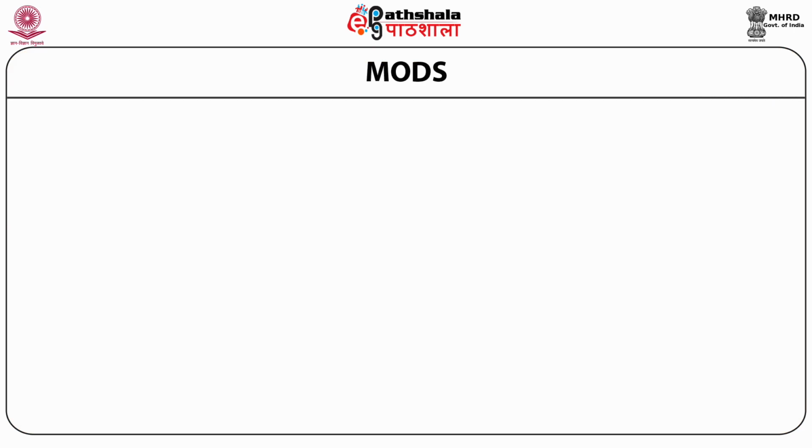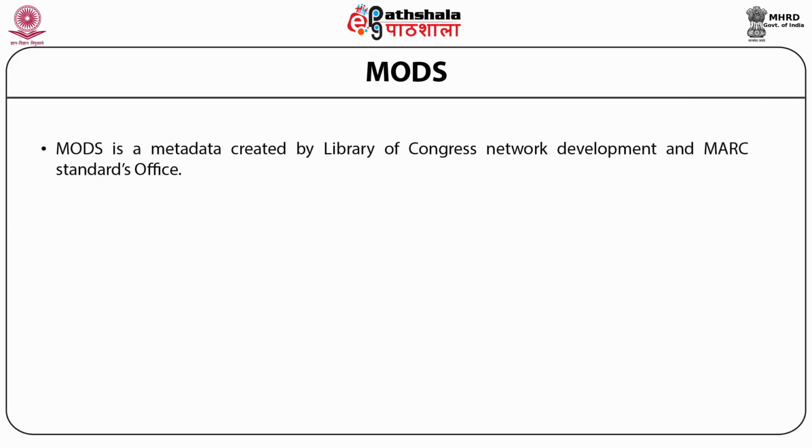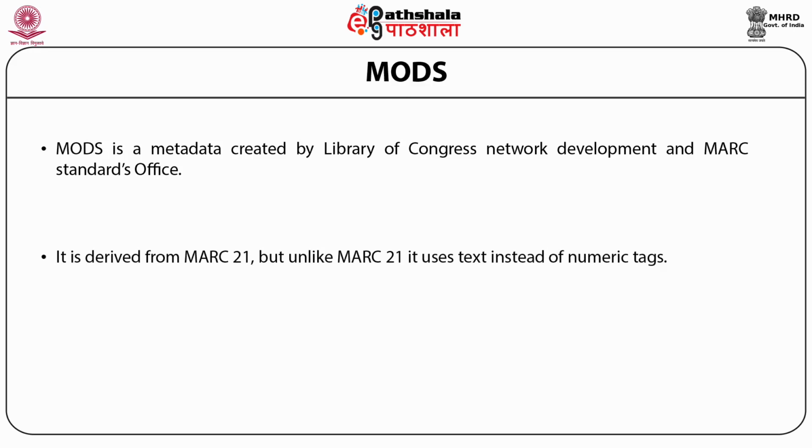MODS, M-O-D-S. MODS is a metadata schema created by Library of Congress Network Development and MARC Standards Office. It is derived from MARC 21, but unlike MARC 21, it uses text instead of numeric tags. It offers more granularity in its data structure. In fact, MODS is not as popular as MARC 21 or Dublin Core.